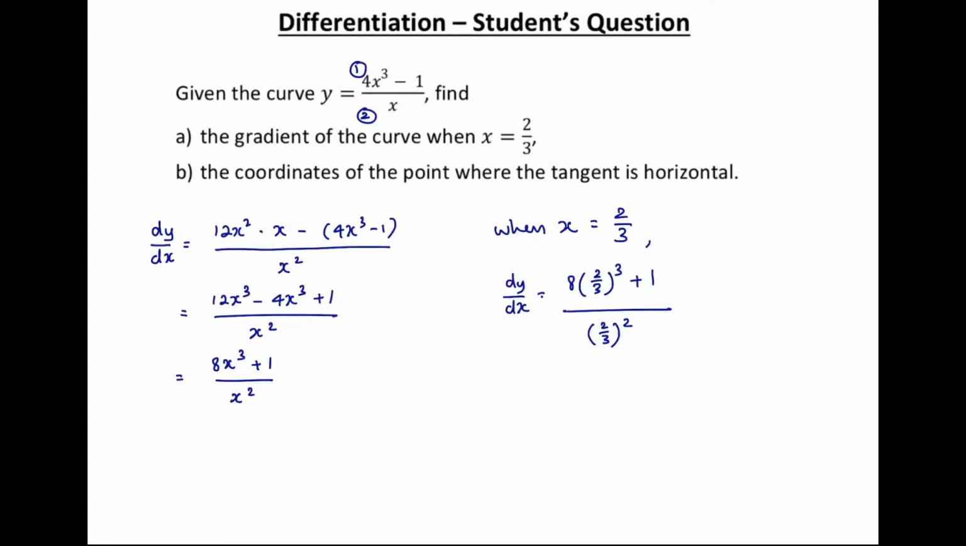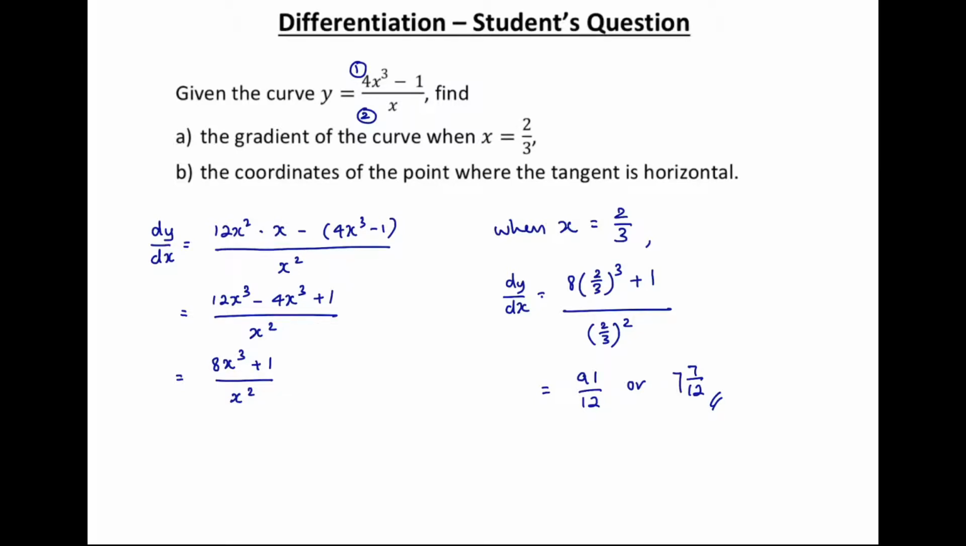So from here, your 8 times 2 over 3 cubed, then your answer plus 1. Then you divide by 2 over 3, so you have 91 over 12. So if you write it this way, or you can also write it as 7 whole 7 over 12. So this will be your answer for the gradient of the curve.